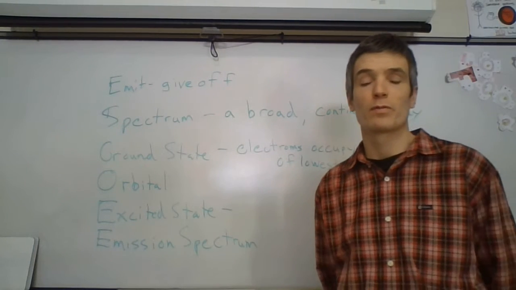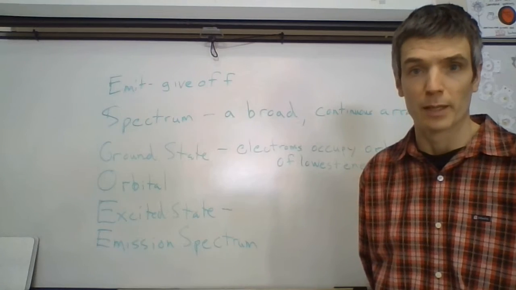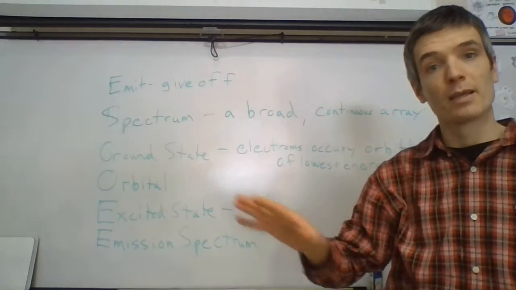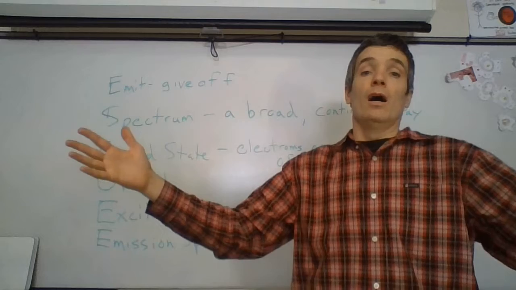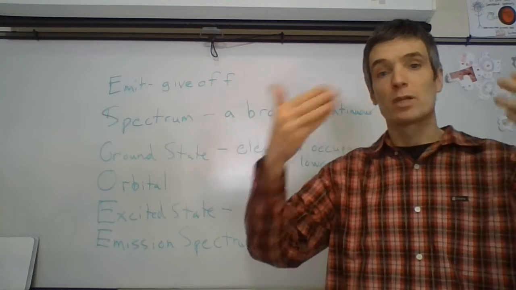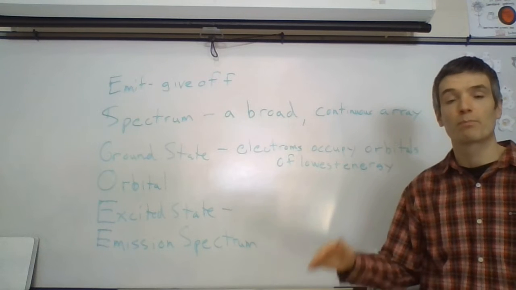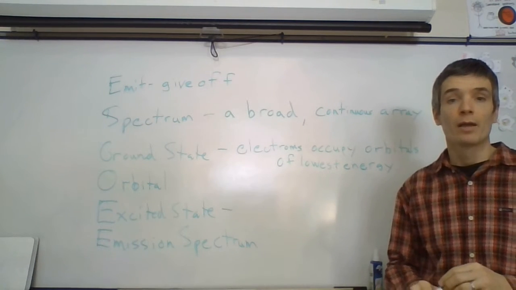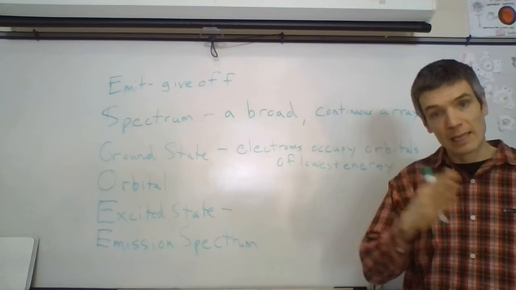The purpose of this video is for you to be able to account for how atoms are able to emit light. Before we go on, I just want to go over a few terms. To emit means to give off, like I'm emitting sound right now, I'm emitting heat, I'm emitting breath, and I'm also taking in breath. And then a spectrum is a broad continuous array of something where there are many different values, but they're all linked to each other.